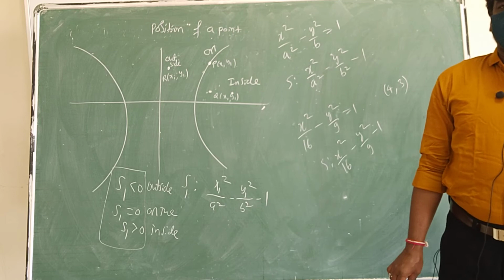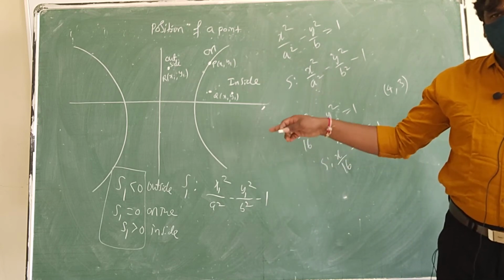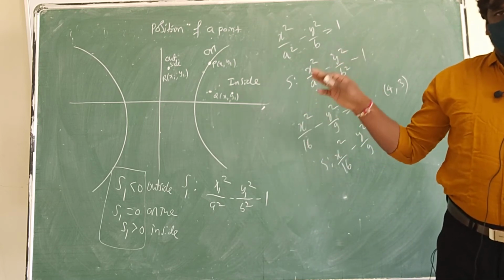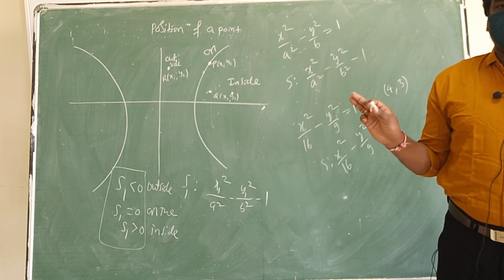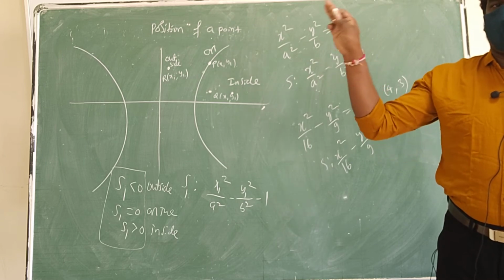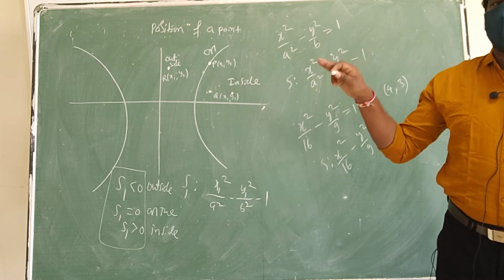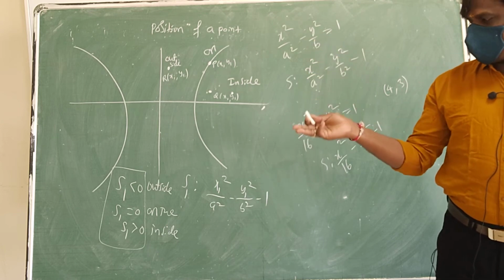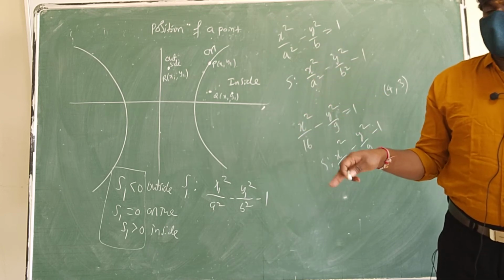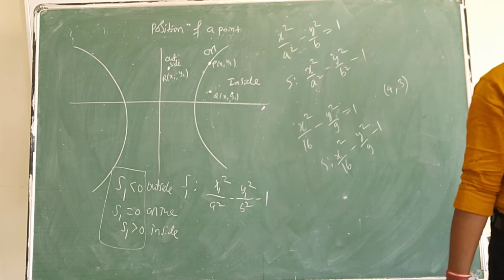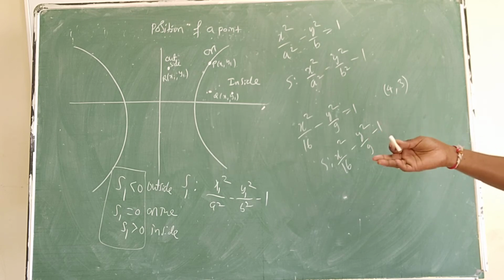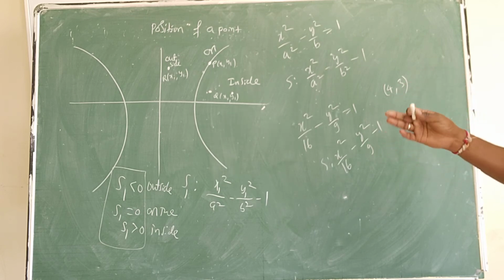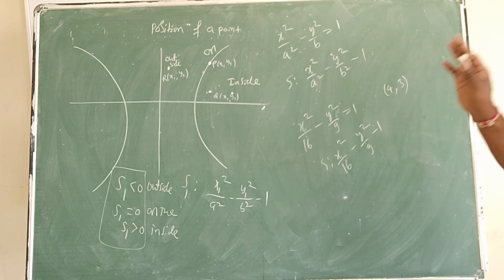Are you understanding what I said? The same things I explained in ellipse, I explained in circles. But in circle, in ellipse, what happens? If S1 greater than 0, outside. If S1 is equal to 0, on. If S1 less than 0, inside. But here it is reverse. If S1 is less than 0, outside, the point will lie outside. If S1 equal to 0, on the hyperbola. If S1 is greater than 0, inside the hyperbola.